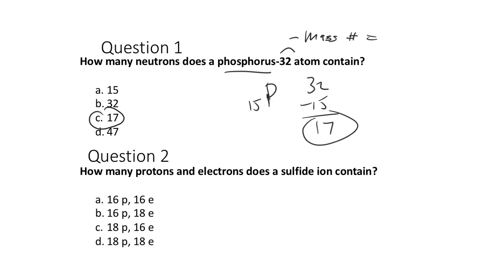So remember again, the mass number is the sum of the protons and the neutrons, because they're the particles that carry most of the mass in our atom. How many protons and electrons does a sulfide ion contain? Sulfide is specifically S2-. It's the common ion of sulfur. Sulfur is closest to a noble gas count by adding 2 electrons, and so sulfur is element number 16.